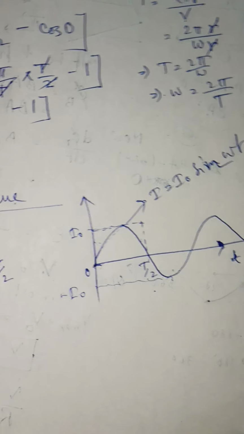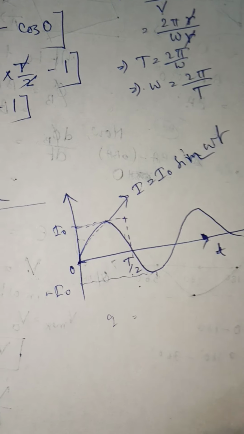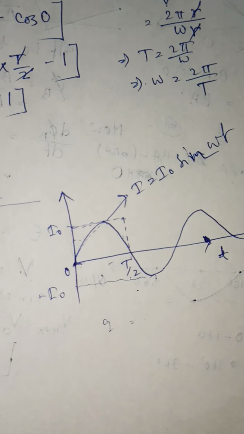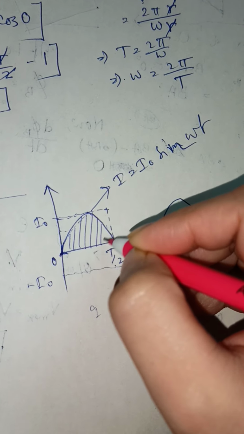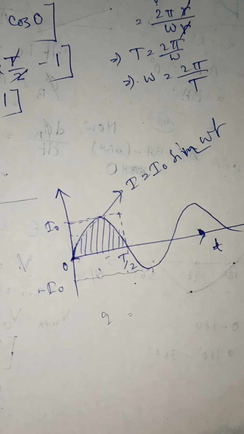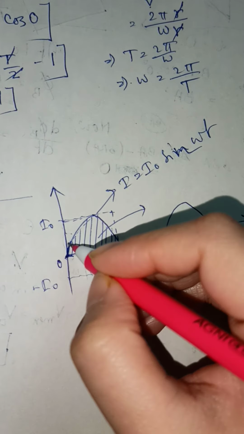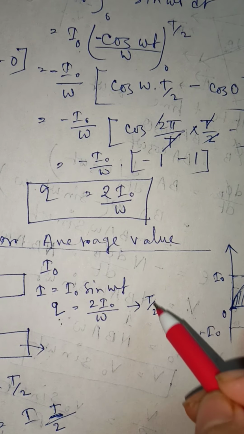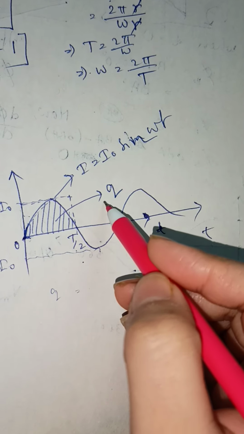So just look at here. We know that charge equals current into time interval, right? So charge is the product of current and time. That means the area of this curve gives us the total charge. Area of this curve gives us the total charge, which is Q, because here I am assuming that within 0 to T by 2 time the total charge through this AC circuit is Q. So this area gives us the total charge Q.